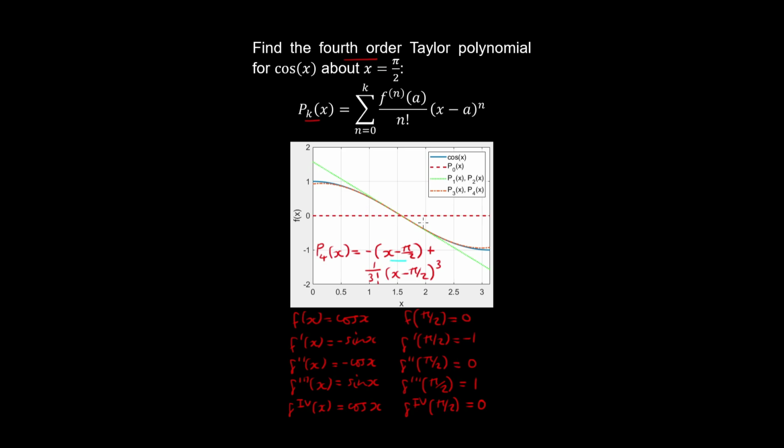So as we can see, for a 1st order Taylor polynomial approximation, we have a straight line. So the linear approximation is very good, close to pi on 2. And it gets worse as you move away, as we can see. But the 4th order polynomial approximation has a cubic term, so that gives a much better approximation to the cosine function.